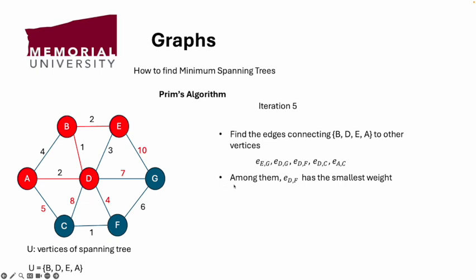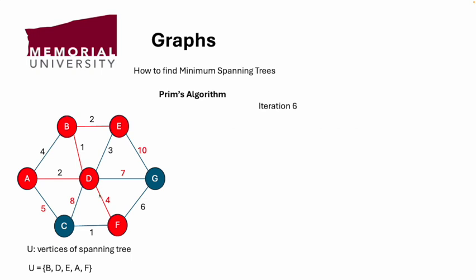DF, right? It's already here. DF is smallest. We have 4, right? All others are greater than 4. And then what do we do here? Add F into the site. Okay? So we can see this edge is being chosen to build up the spanning tree cumulatively. Make sense? Okay. Keep going.